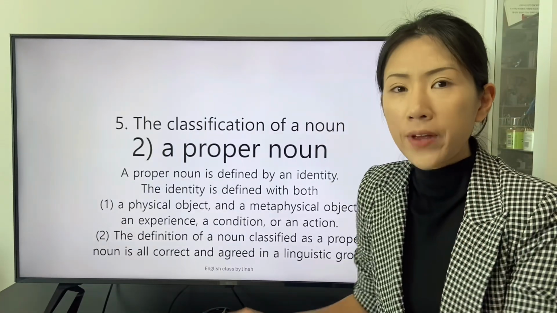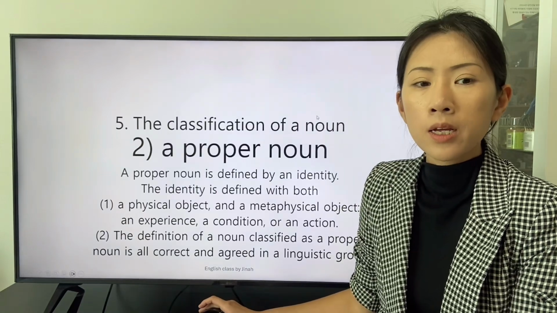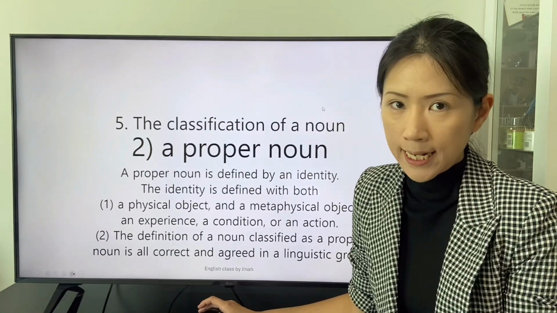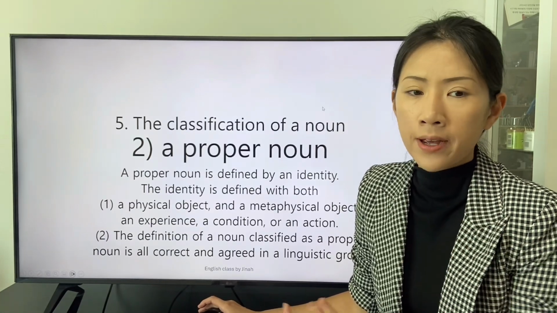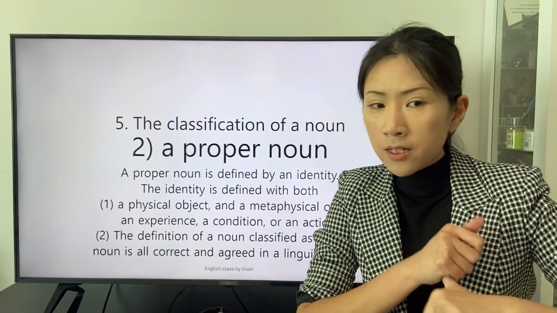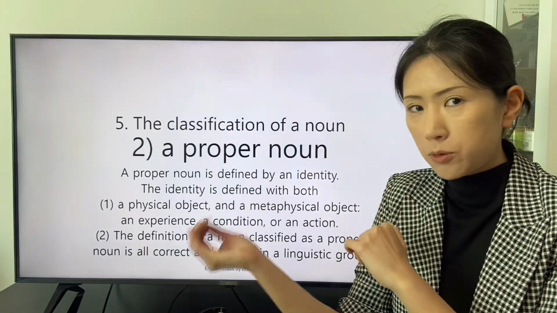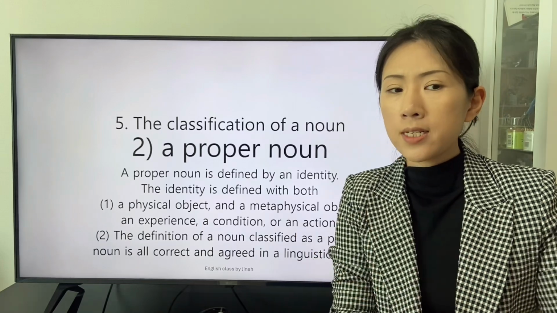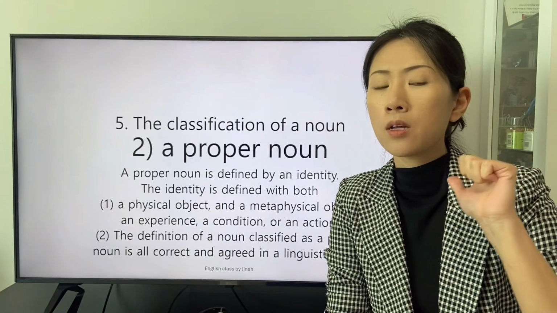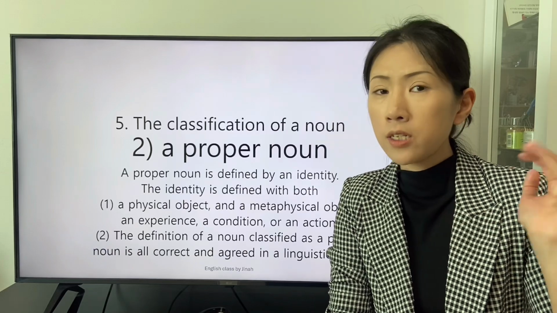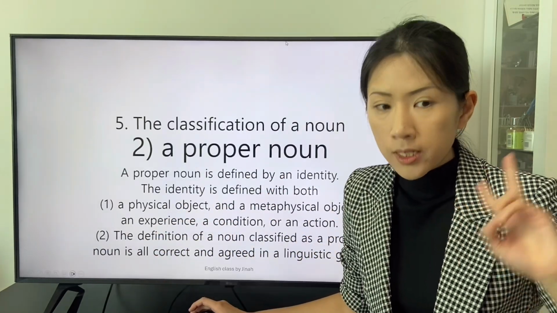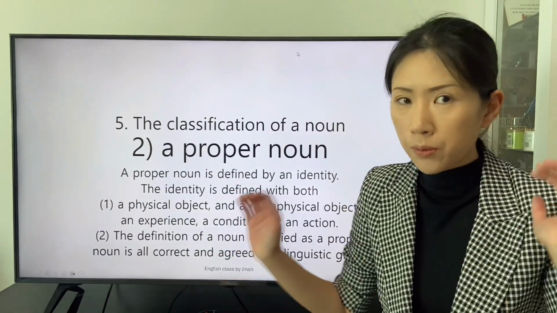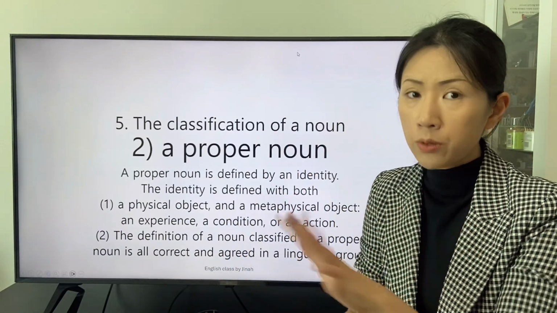The second classification of a noun is a proper noun. A proper noun is defined by an identity. The identity is defined with both a physical object and a metaphysical object. A metaphysical object can be defined with an experience, a condition, or an action. Second, the definition of a noun classified as a proper noun is all correct and agreed in a linguistic group.